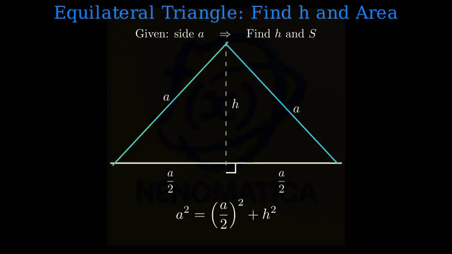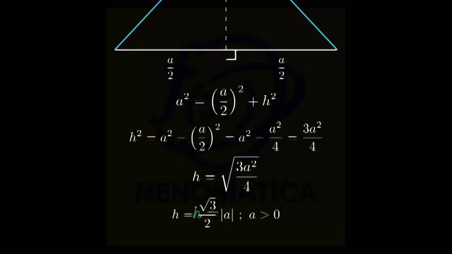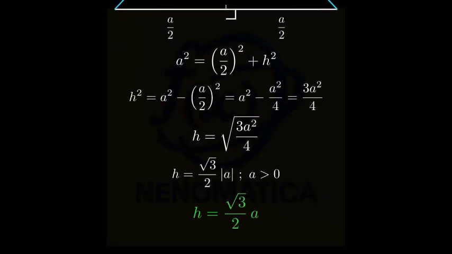Consider the right triangle formed by one side, half the base, and the altitude. By the Pythagorean theorem, a squared equals (a over 2) squared plus h squared. Solve for h squared. That is, h squared equals a squared minus a squared over 4, which is 3a squared over 4. Now take the square root to get h equals the square root of 3a squared over 4. That simplifies to square root 3 over 2 times the absolute value of a. Since a is positive, h equals square root 3 over 2 times a.